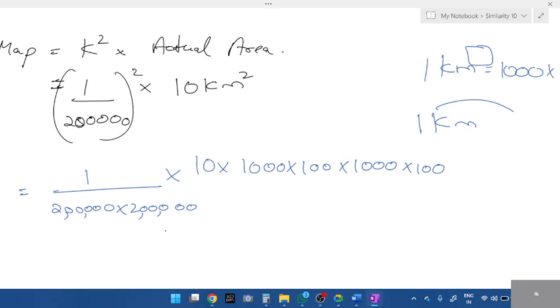The reason I took area is the word area is mentioned, students. First, from area, we'll try to convert it.